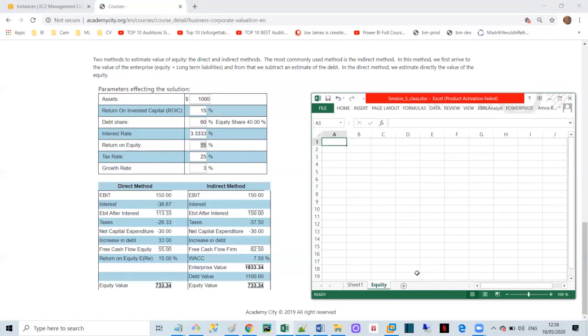That's for the equity method. So again, we have the 1,000 and we have the ROIC, which is 15%. Therefore, 1,000 times ROIC gives us the 150. That's the 150 right here. But before we subtract the taxes, we must subtract the interest because it's allowed for tax purposes.